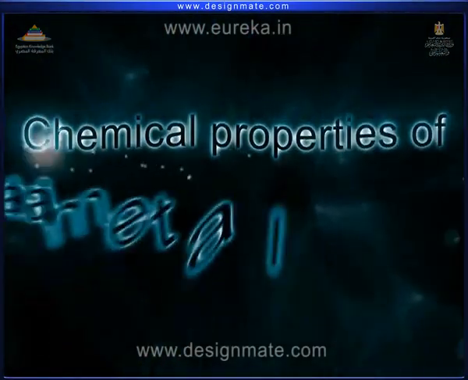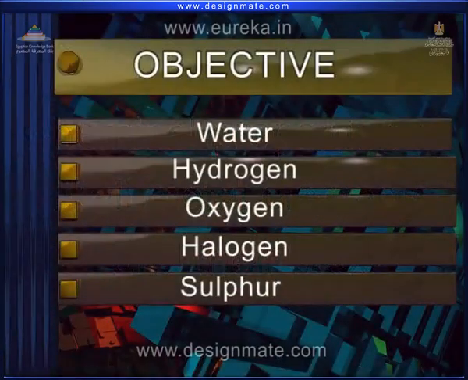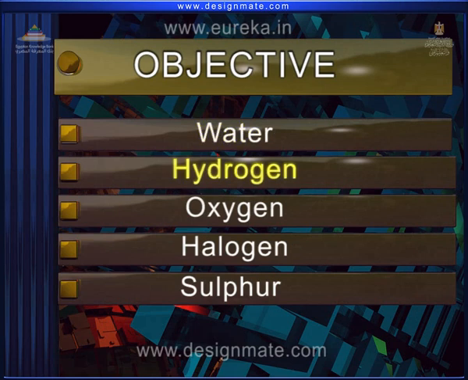Chemical properties of alkali metal elements and their uses. Objective: to study the reaction of alkali metals with water, hydrogen, oxygen, halogen, and sulfur, along with their uses.